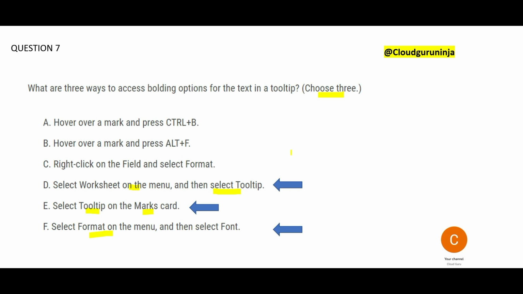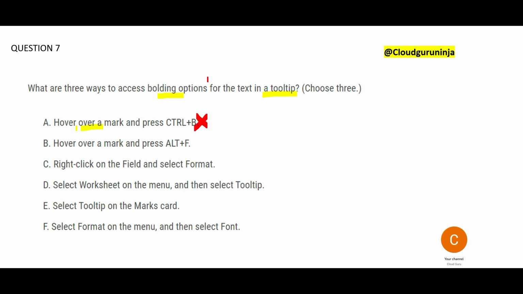See, the first option is very stupid here because they are saying that you can hover over a mark. Hover means you just take the mouse over the mark and then press control. It doesn't work that way. Any time you have to select a text and then you do control B to become bold. Without selecting, just hover will not work. This is common sense. That's why A is wrong.